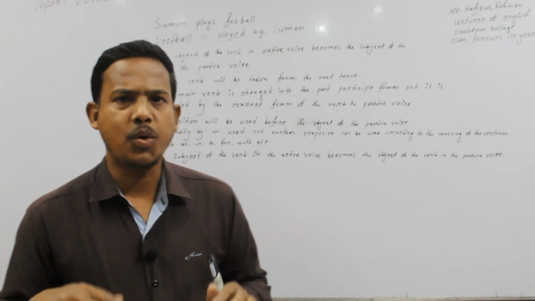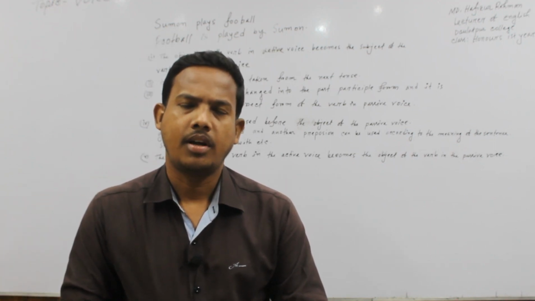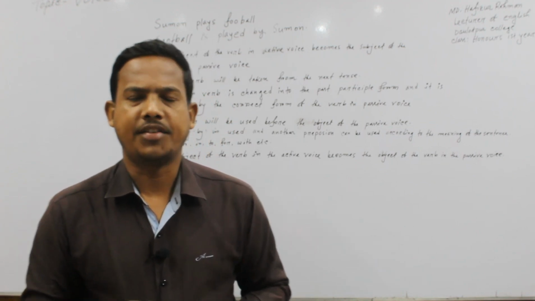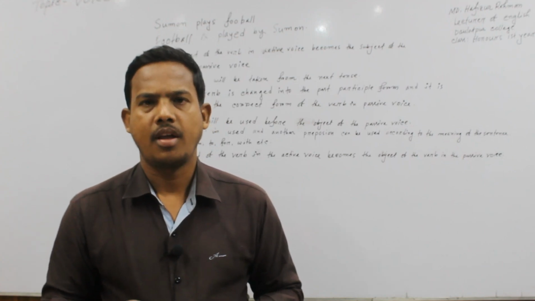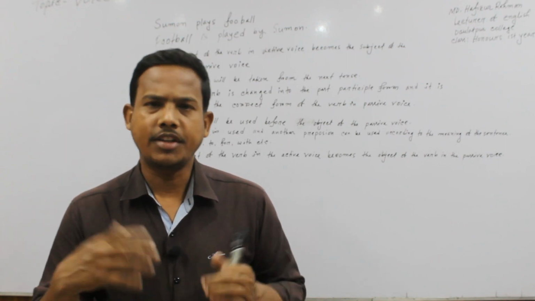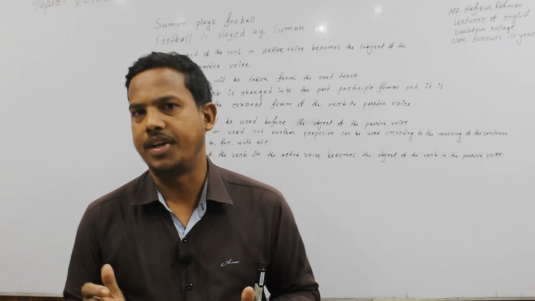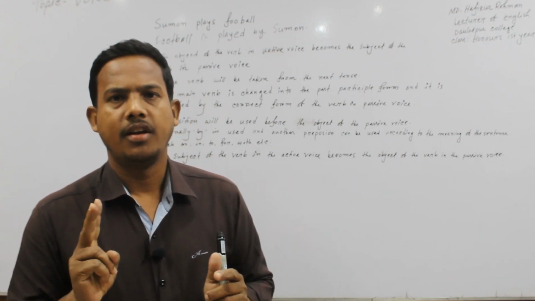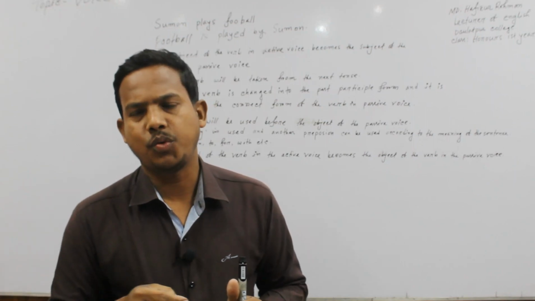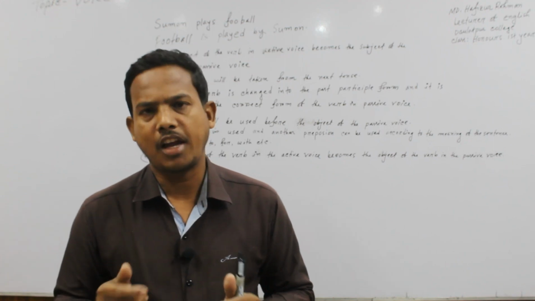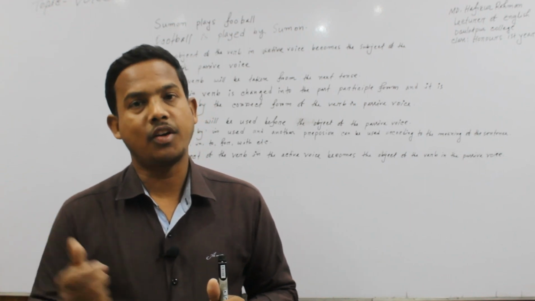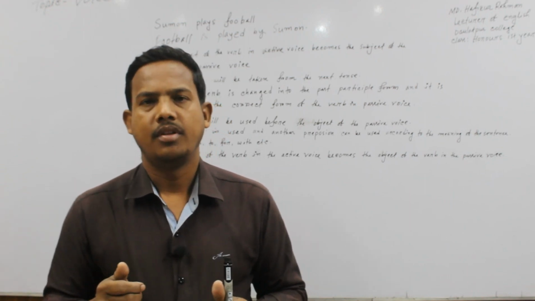There are some verbs with two objects. Either object can be used as the subject in the passive voice, and the other object is retained as object. So this type of object is called retained object.